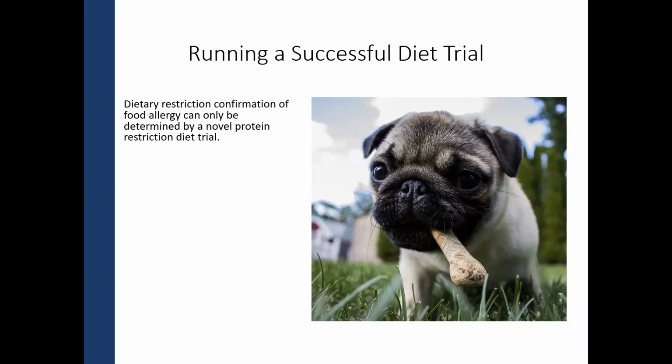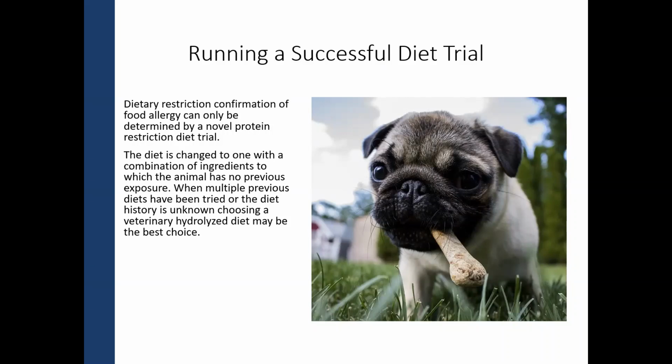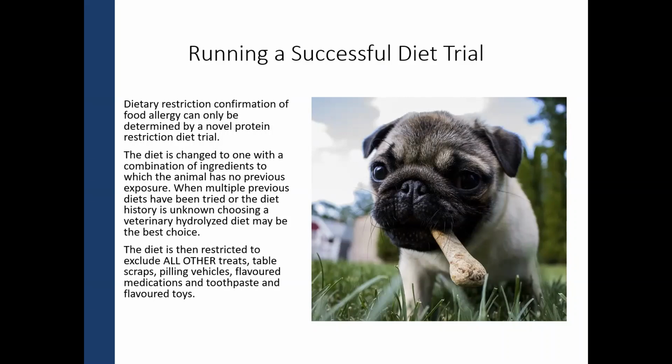Dietary restriction confirmation of food allergy really can only be determined by a novel protein restriction diet trial. So the diet is changed to one with a combination of ingredients to which the animal has no previous exposure. When multiple previous diets have been tried or the diet history is unknown, choosing a veterinary hydrolyzed diet may be the best choice. The diet is then restricted to exclude all other treats, table scraps, pilling vehicles, flavored medications and toothpaste, flavored toys, anything else that could be introducing an antigen to this patient.